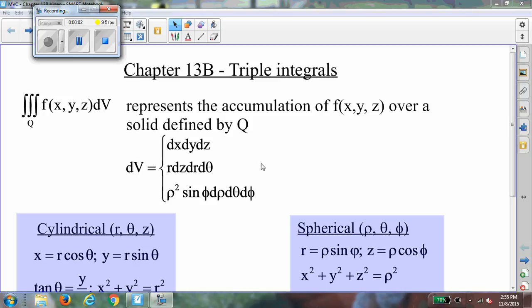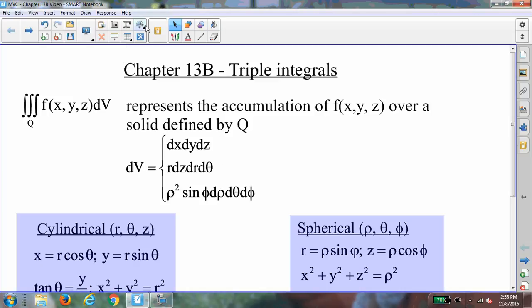The second half of chapter 13. In the second half, we'll start looking at triple integrals, how to write them in different coordinate systems such as rectangular, cylindrical, and spherical. And then we'll talk about the applications in physics with center of mass, moment of inertia. And then finally, we'll look at a general way to change coordinate systems using Jacobians.